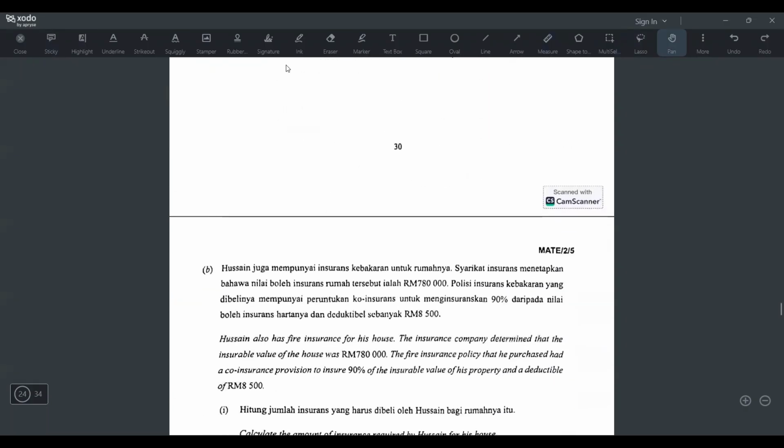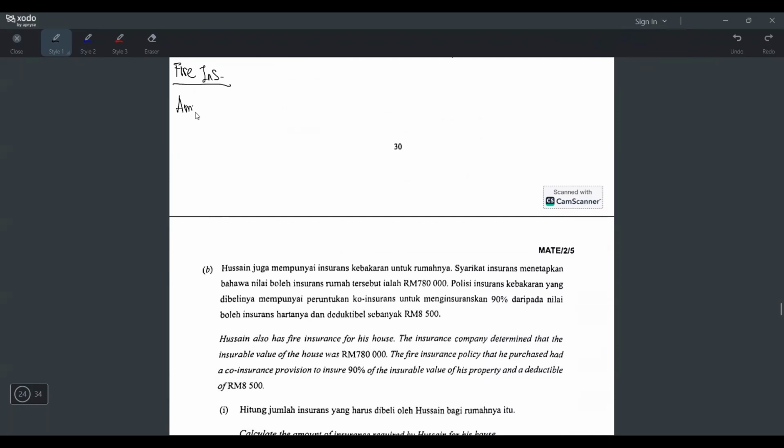Okay, so here I will write fire insurance, or you can call it property insurance. Okay, for fire insurance, I will always start with this formula, amount of required. You will always start with this formula, amount of required, and the formula is you take the insurable value times the co-insurance percentage.